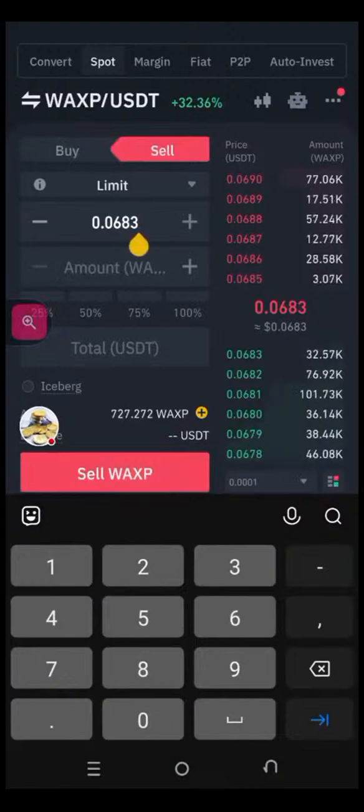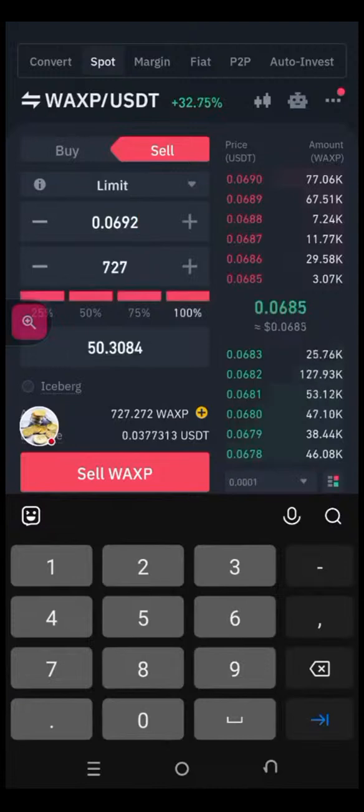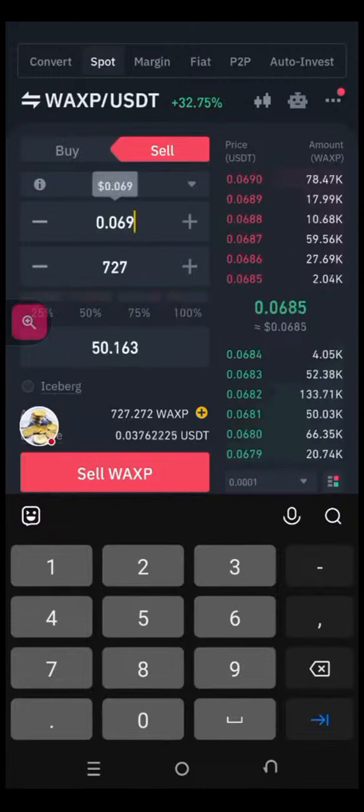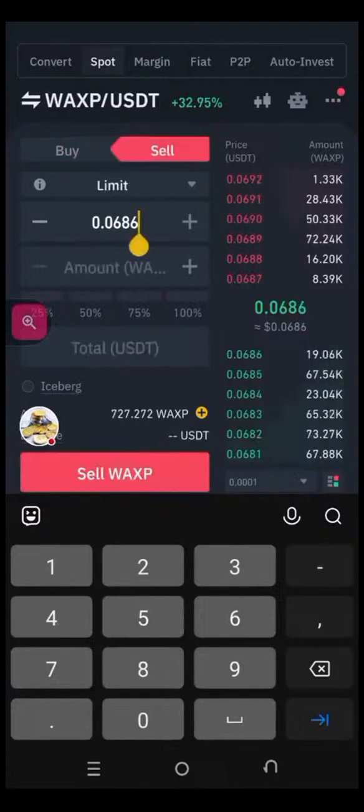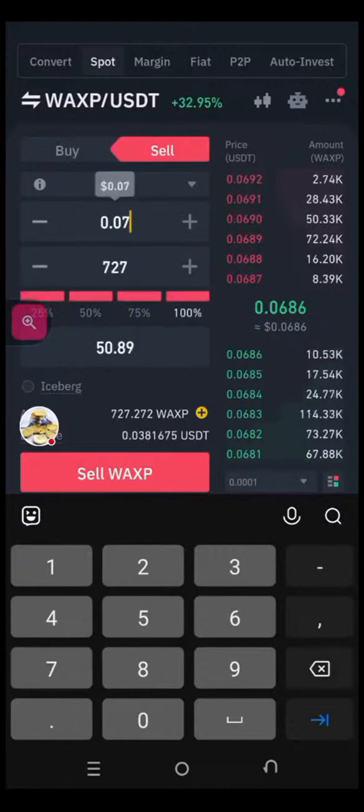Let's put 6.92 here. Let's see how much we'll make. I don't want that. That's too low. 6.95. Nah, still low. Let me do 6 and let me do 7. Okay, I think I like this one. Let's go with this one. One to go.